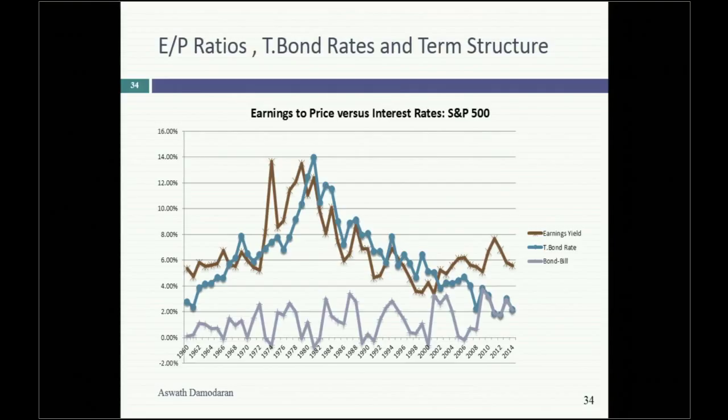So the earnings to price ratio is just the inverse of the PE. So here's what I'd like to do. I'd like to switch your brains around. As an investor, you want high earnings to price, which means you're getting stocks really cheap.